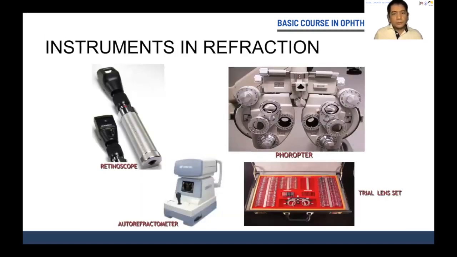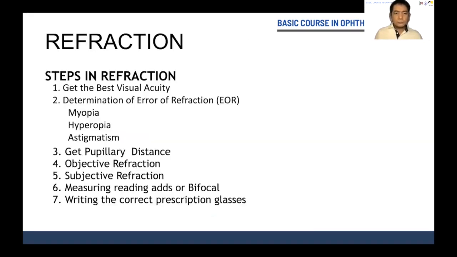Here are the instruments that we use when doing refraction. On your left are the retinoscope and the autorefractometer, while on the right are your phoropter and your trial lens set. The retinoscope and autorefractometer are for objective refraction, while the phoropter and trial lens set are for subjective refraction. Here are the steps in refraction. Number one, get the best visual acuity, get the vision first.